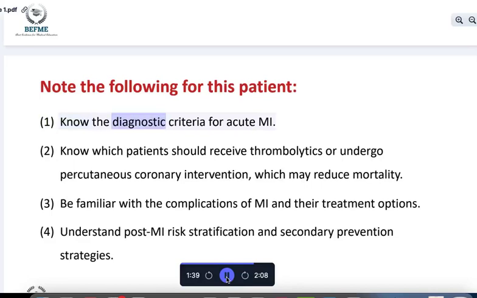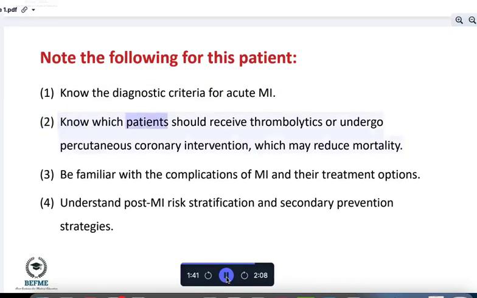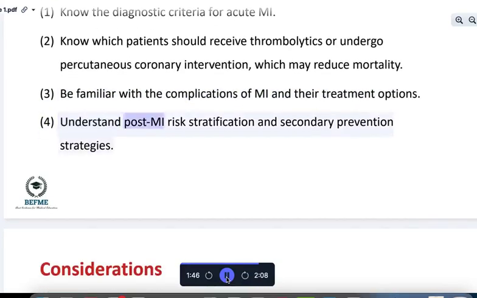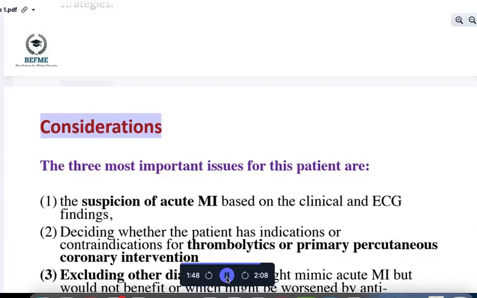1. Know the diagnostic criteria for acute MI. 2. Know which patients should receive thrombolytics or undergo percutaneous coronary intervention, which may reduce mortality. 3. Be familiar with the complications of MI and their treatment options. 4. Understand post-MI risk stratification and secondary prevention strategies.